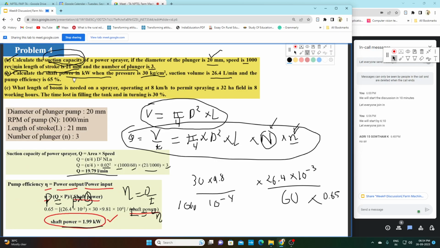Now, what length of boom is needed on a sprayer operating at 8 km per hour to permit spraying 32 hectare of field in 8 working hours? The time lost in filling the tank and in turning is 30%. So let me delete this.